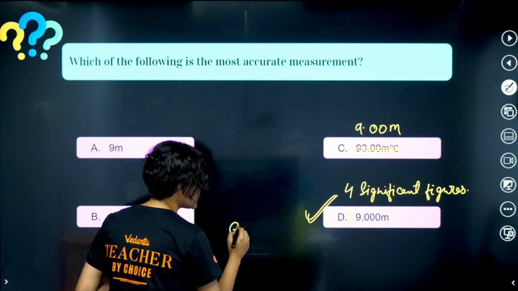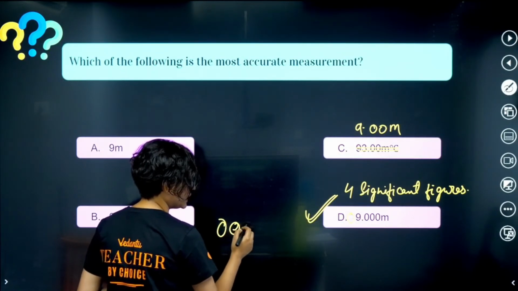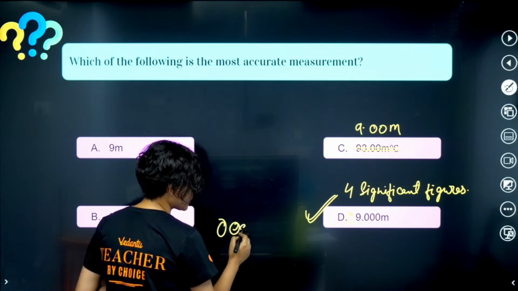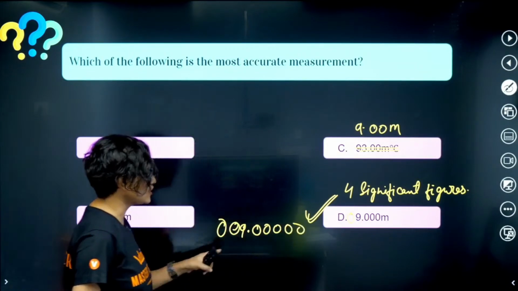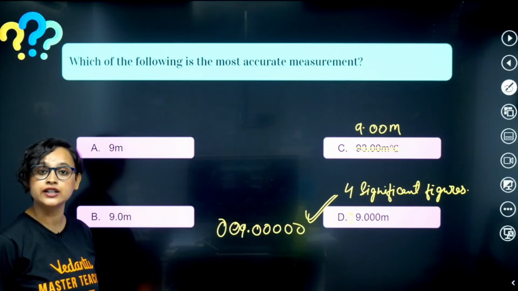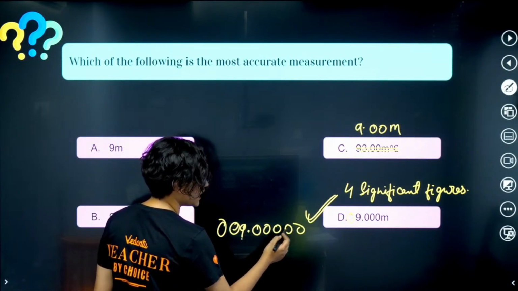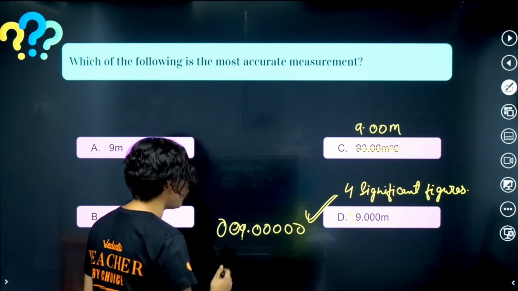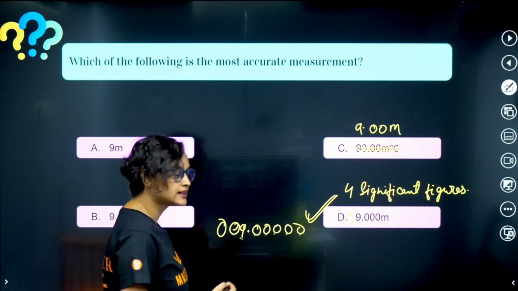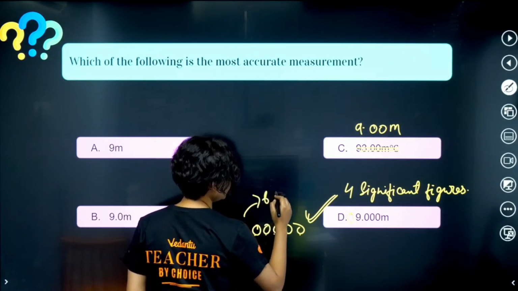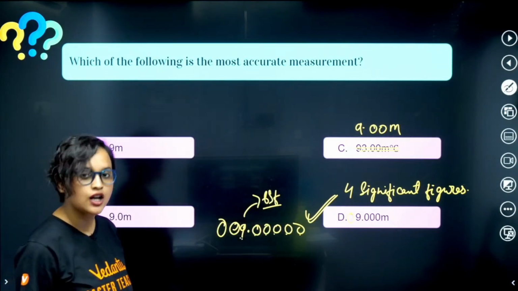But if I write it as 0 point, here a 0, and then more digits, now tell me how many significant figures are there? Will there be 8 significant figures, or will it be 6? The answer is 6 significant figures, okay? Understood?